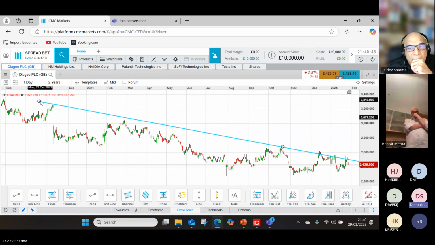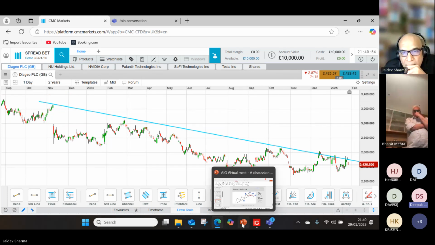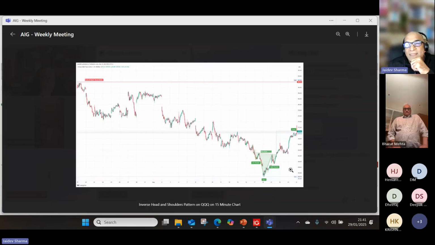I have just posted something called inverse head and shoulder. Is that the one in the chat? There's an image. Yes. See, that's a good one. Inverse head and shoulders. Yeah. It's like a reverse mountain peak as well.